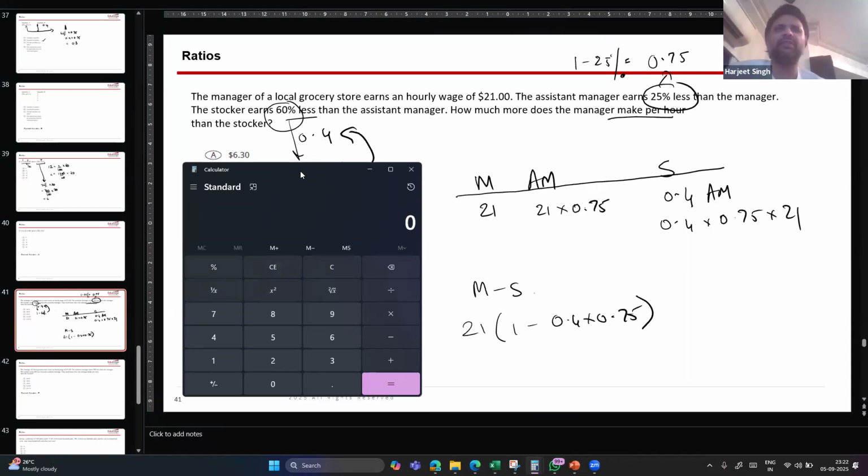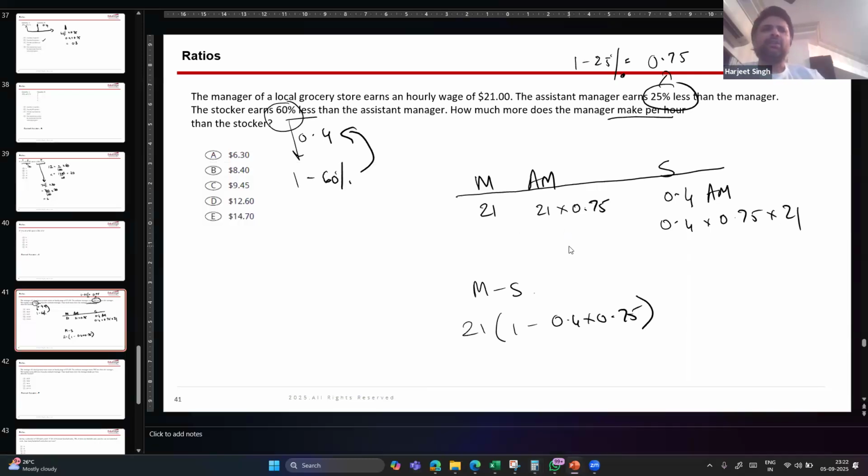Okay. So you need to first multiply these two, minus 1, and then multiply by 21. Yeah. Always that BODMAS rule. So always multiply, then subtract, and then bracket, and then multiply. Okay. All right.